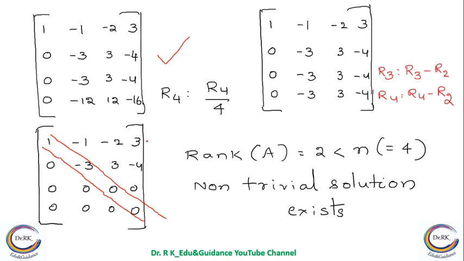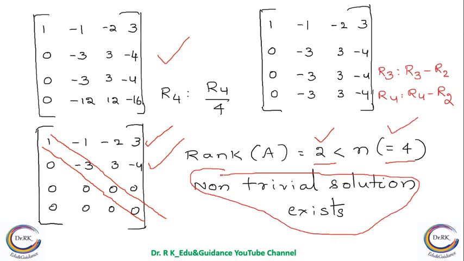Now this is a non-zero row, this is a non-zero row, so the matrix has 2 non-zero rows. Therefore rank of A equals 2. But the number of variables is 4: x1, x2, x3, x4. So the rank is less than the number of variables, therefore it will have a non-trivial solution. Now the question is how to find the non-trivial solution.